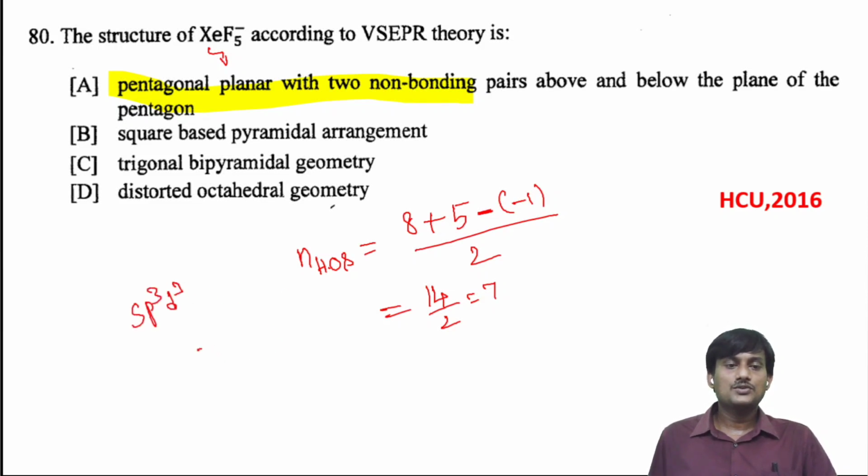So this is the geometry: pentagonal bipyramidal. The two axial positions will be occupied by lone pairs of electrons, and the 5 corners of the pentagon will be occupied by fluorine. So it's a pentagonal planar shape, with two non-bonding pairs above and below the plane of the pentagon.